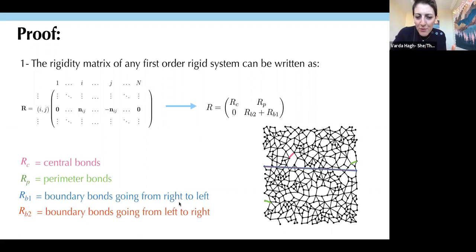It doesn't have to be right to left or left to right. I'm just making this distinction to show you that if, for example, one end of the bond is on the left-hand side and the other is on the right-hand side, the other Nij that appears, I will call that going from left to right, right to left, and then I can break it into two matrices.